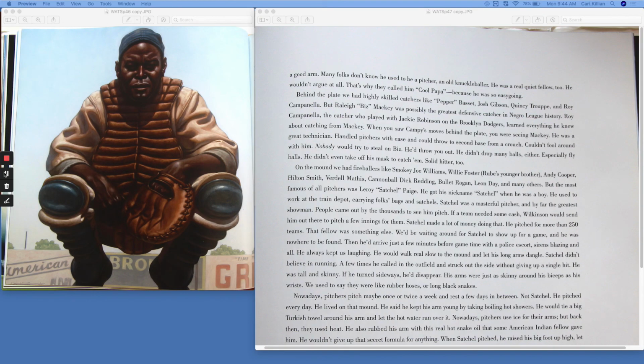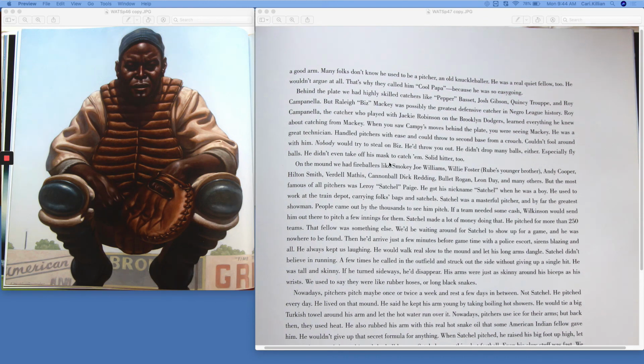Let's continue reading. I'm going to start on the bottom of 42. He could hit and had a good arm. Many folks don't know he used to be a pitcher, an old knuckleballer. He was a real quiet fellow. He wouldn't argue at all. That's why they called him Cool Papa, because he was easygoing.